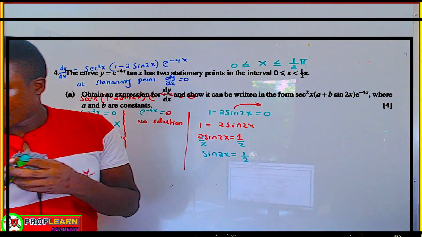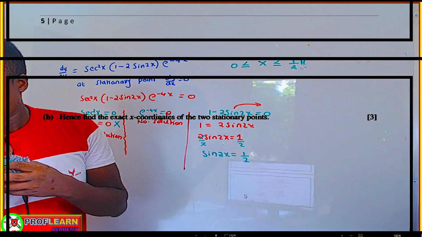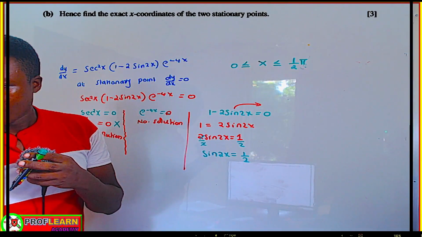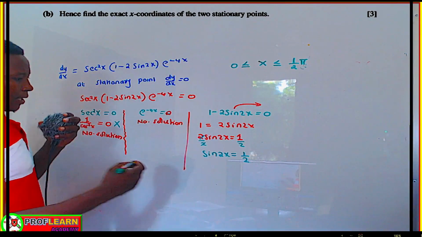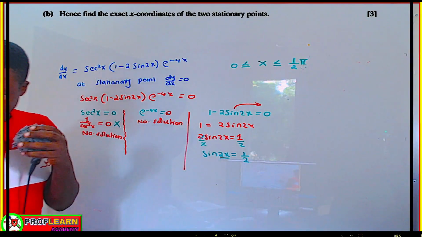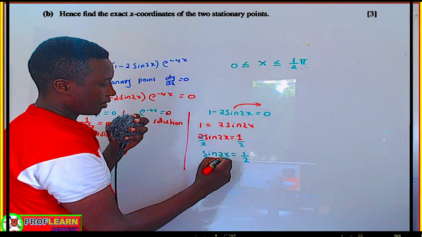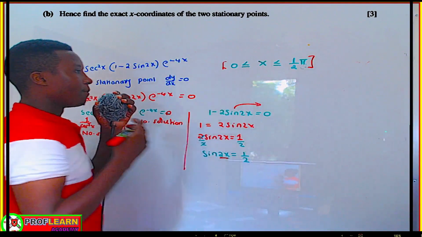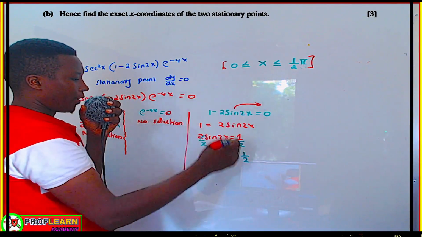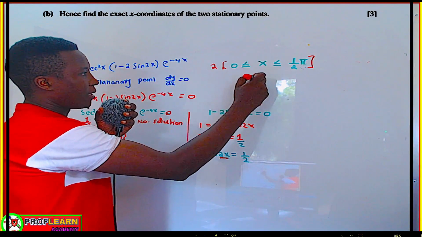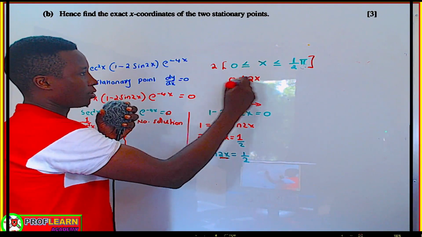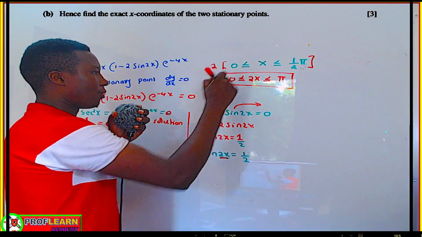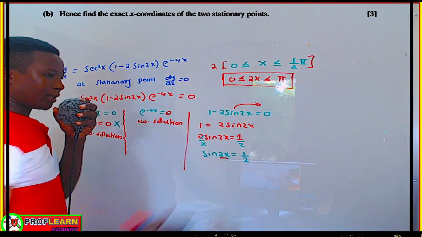So having given that, if you look at the equation the way we have it at this point, you notice that we are having 2x here, and yet here we are having x. So we can now increase the domain of x by multiplying by 2, and the new domain is going to be 2x is greater than or equal to 0, less than or equal to pi.